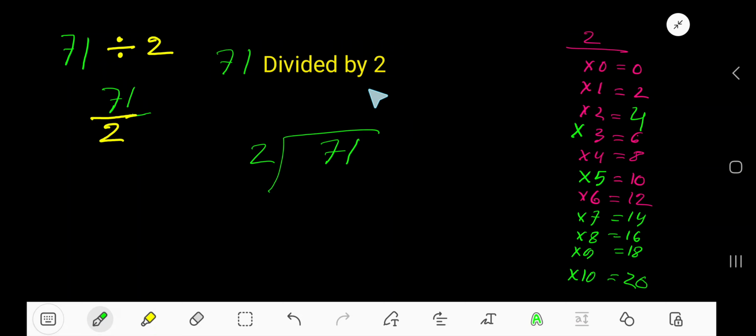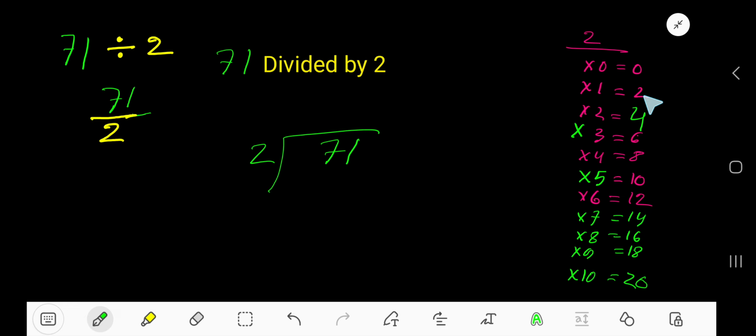71 divided by 2. Okay. Since 2 is a divisor, we need the multiplication table of 2. 2 times 0, 0. 2 times 1, 2. 2 times 2, 4. 2 times 3, 6. Look, to find the multiplication table of 2, just add 2 to the previous step.